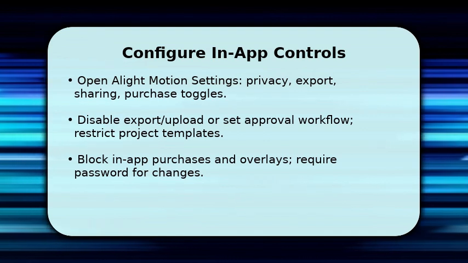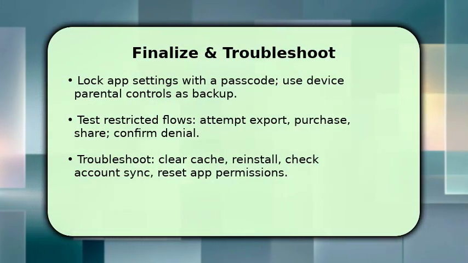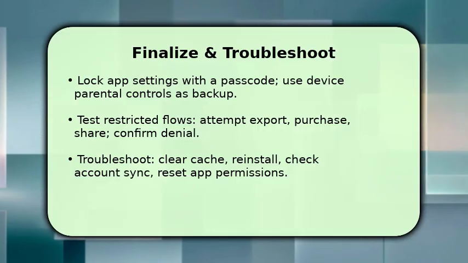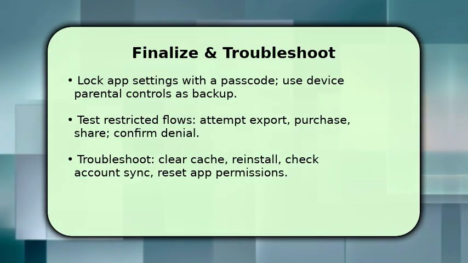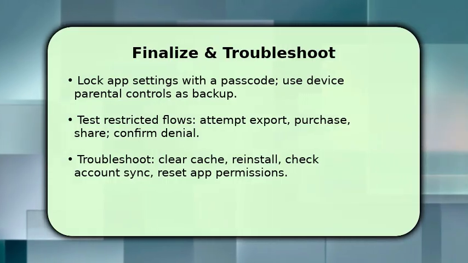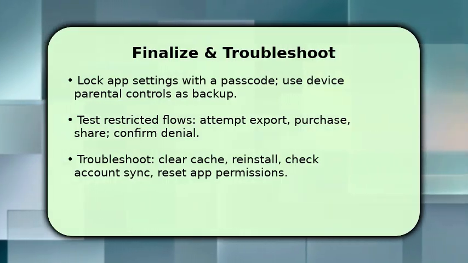To finish, lock Alight Motion settings with a strong passcode and pair them with device-level parental controls so you have 2 layers of protection. Then test every restricted action. Try exporting, sharing, and making a purchase to ensure each request is blocked or asks for your approval.